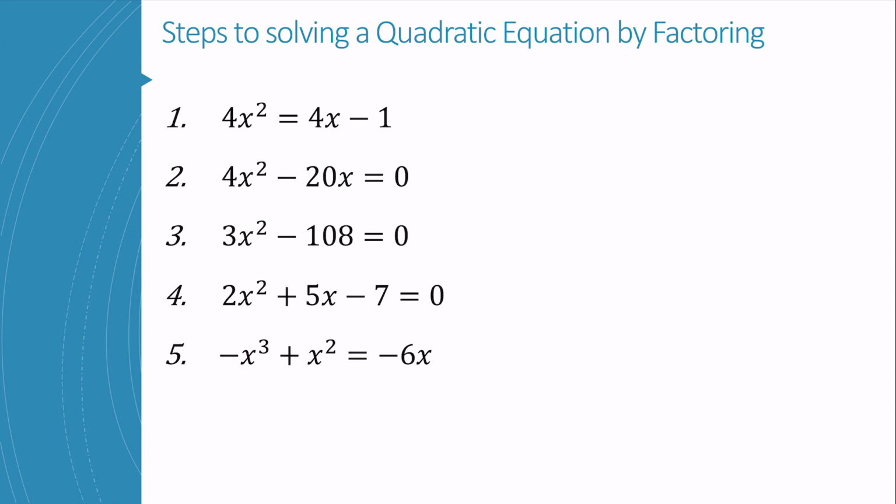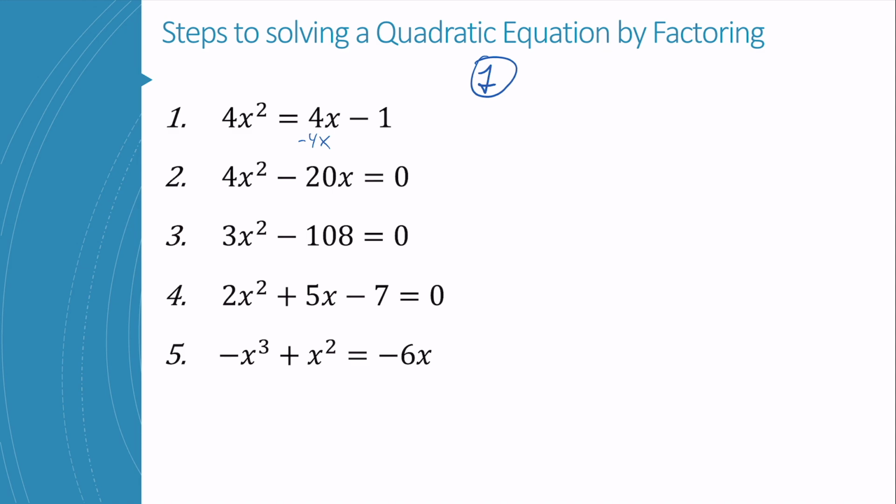So here we have quite a few more examples, and we're going to do all of them because it's good practice. So for problem 1, I have 4x squared equals 4x minus 1. I need to have this all written as a quadratic function equal to 0.